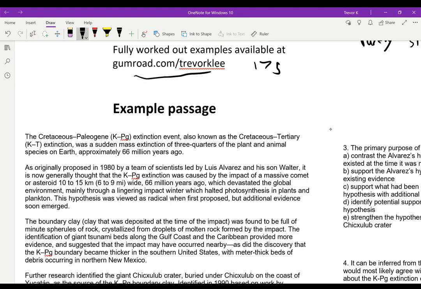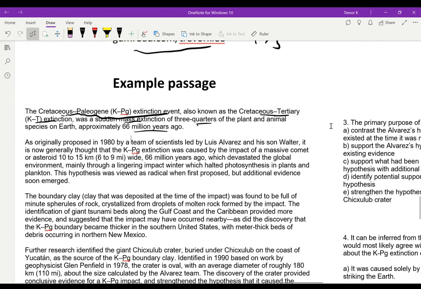So I get the Cretaceous-Paleogene extinction event, also known as the Cretaceous-Tertiary extinction, was a sudden mass extinction of three-quarters of plant and animal species life, approximately 66 million years ago. It's pretty straightforward. There's just one sentence. All right, cool. KT extinction event, mass extinction 66 million years ago. All right, that's the main idea of the first paragraph.